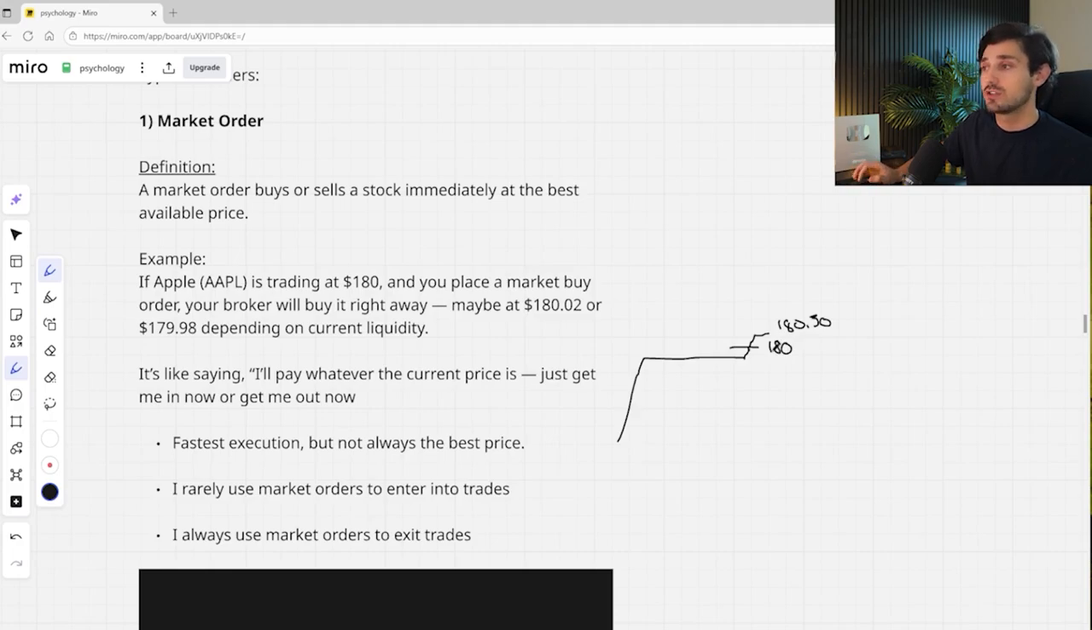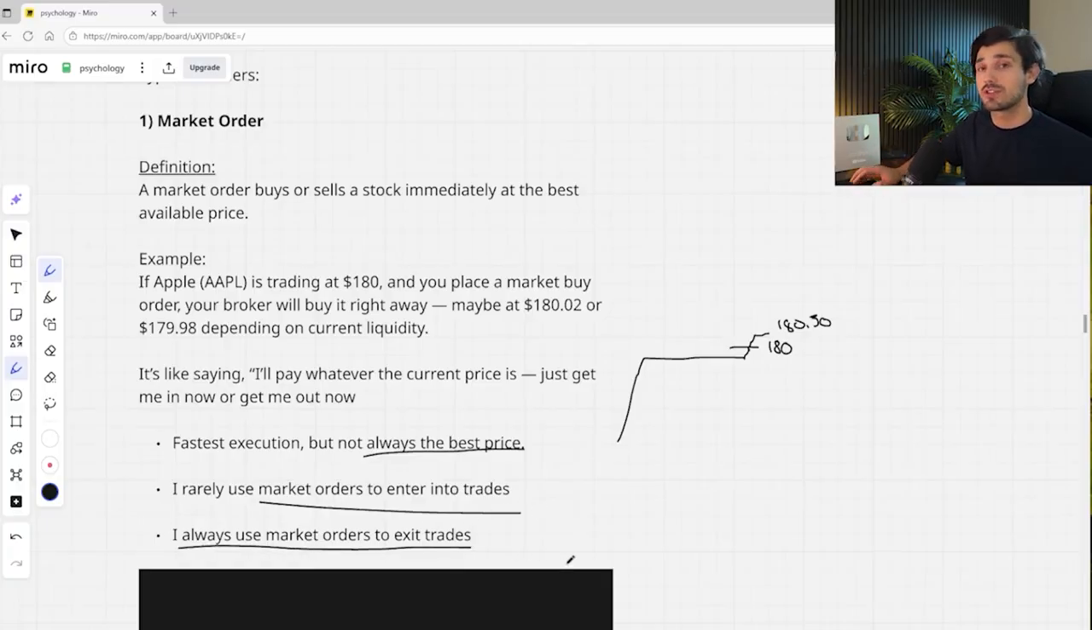And of course, that's going to depend on liquidity, it's going to depend on the spread, and it's going to depend on how quickly the stock is moving. So that's the downside. You're not always going to get the best price. You can't control the price that you get filled at because it's just going to fill you at the best available price, right? So for me personally, I rarely use market orders to enter into trades. Pretty rare. I would say maybe 5% of the time I'm going to enter into a trade using a market order. However, I always use market orders to exit my trades, right?